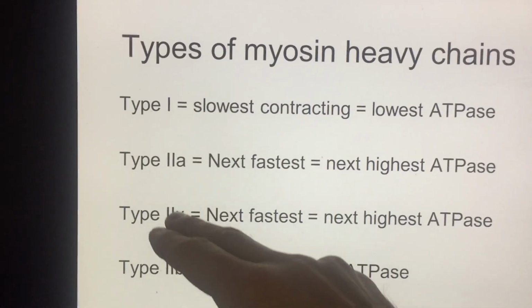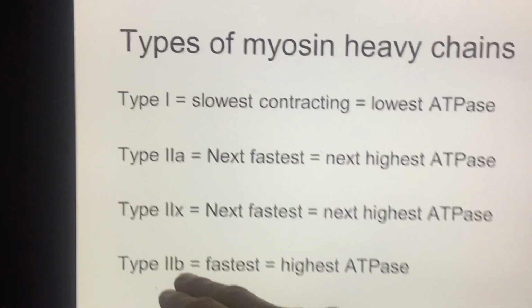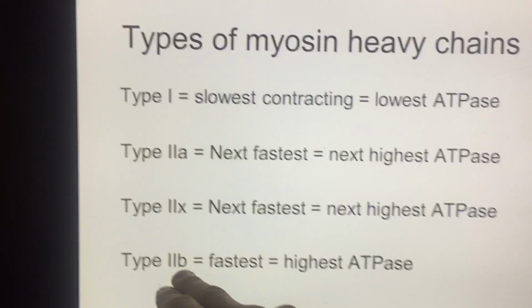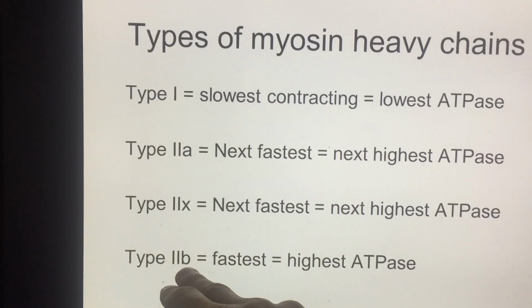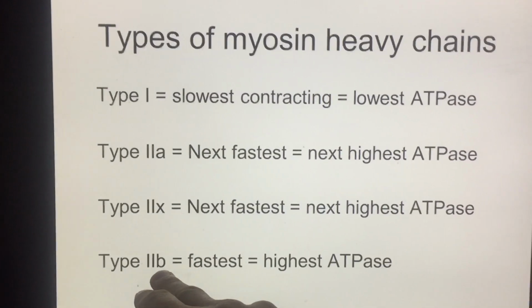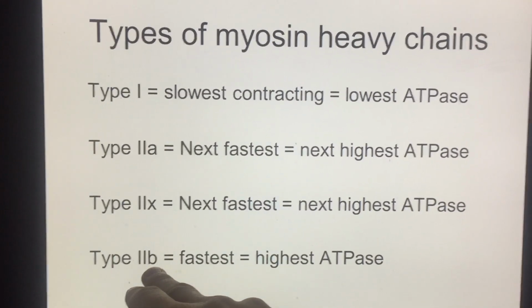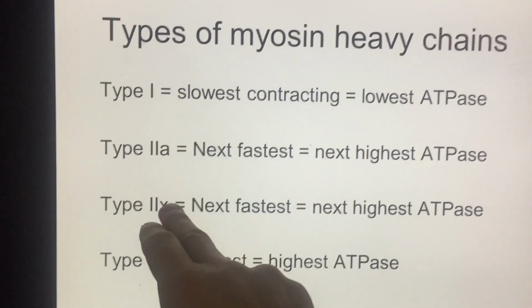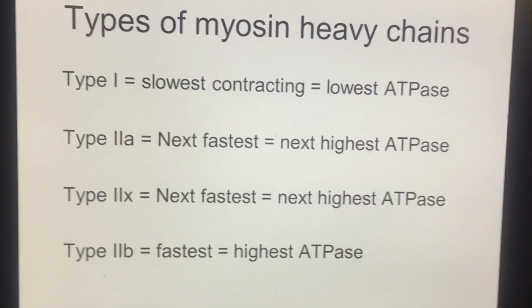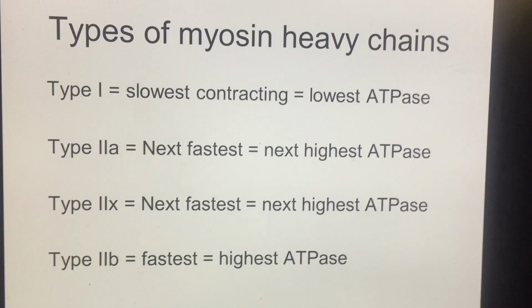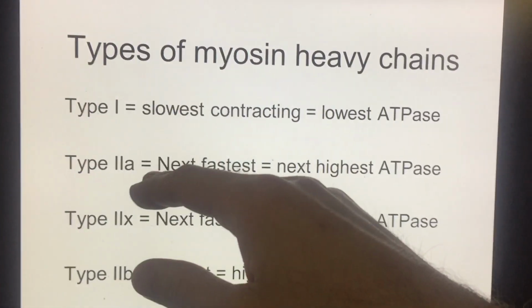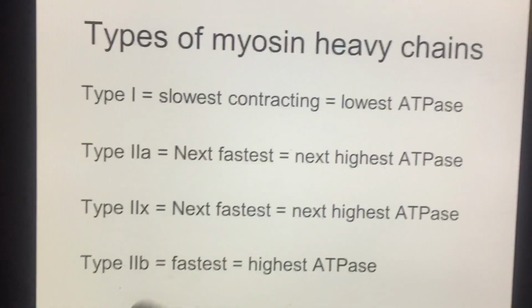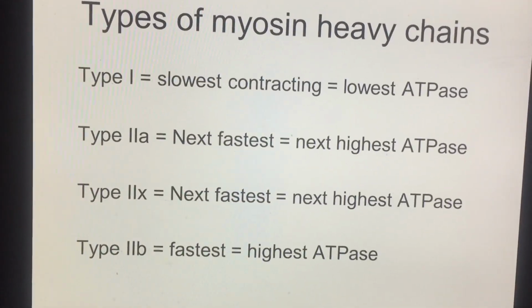The differences between the type 2X and type 2B are that type 2B are not found in humans. So these are found in a lot of animal species, and that probably explains why a lot of animals are faster than humans. Type 2X is your fastest fiber type in humans. So you've got type 1, type 2A, type 2X in humans, and then in animals you also have this type 2B, which is your fastest fiber type.